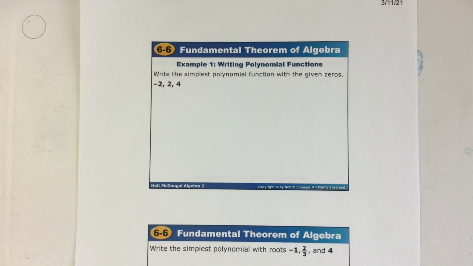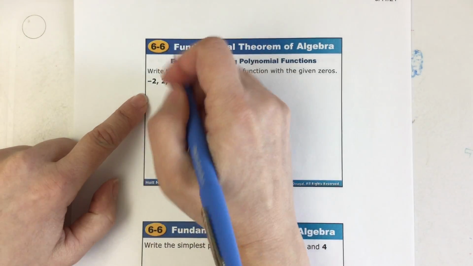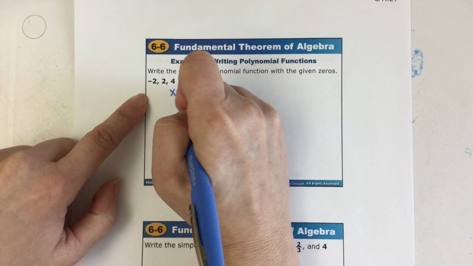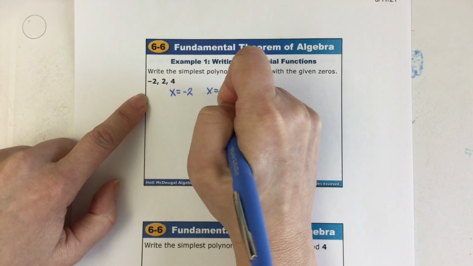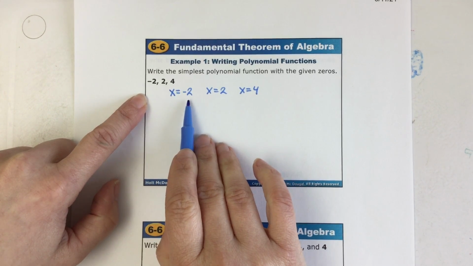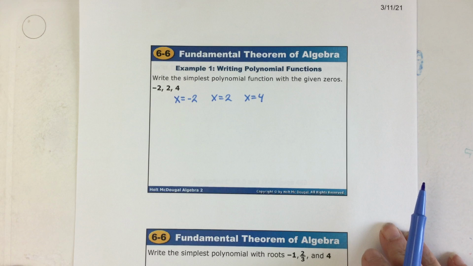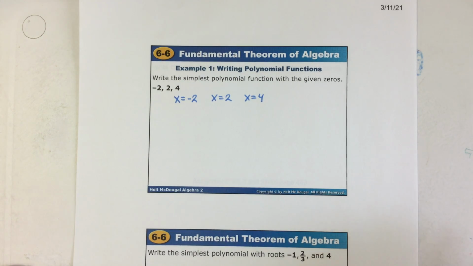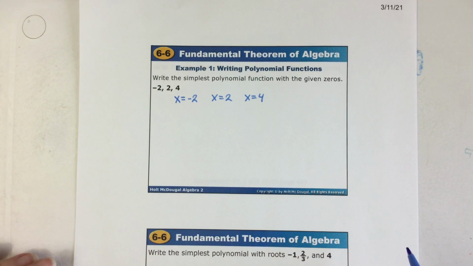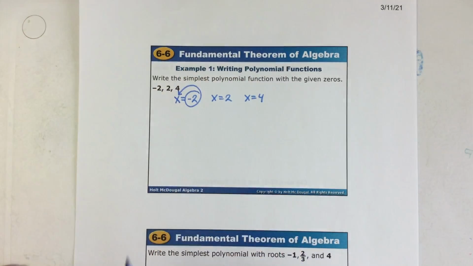Now, this is one of those things where I really think it's just easiest to start, okay? It says, write the simplest polynomial function with the given zeros. So they are giving us the solutions. We are working completely backwards. That means at the end of the problem, I would have had x equals -2, x equals 2, and x equals 4. If I am going backwards, I don't want x by itself. I want to unsolve the equation. So I need to move the number over with the variable.